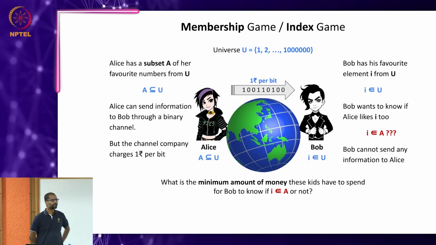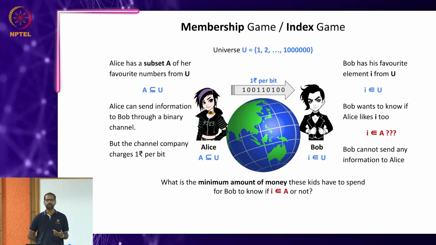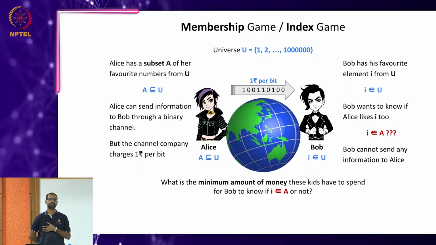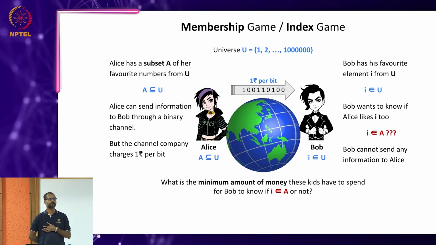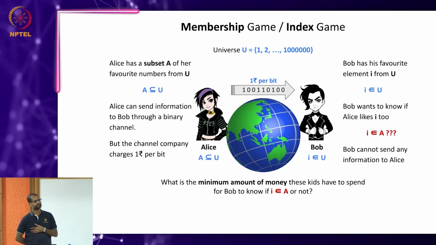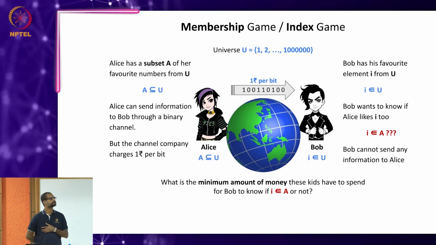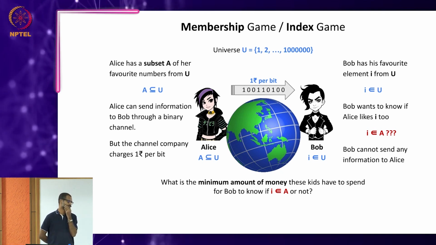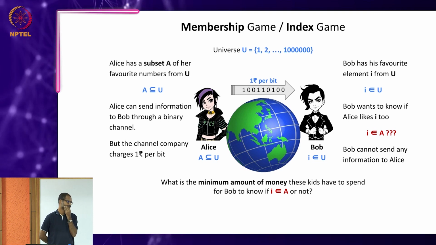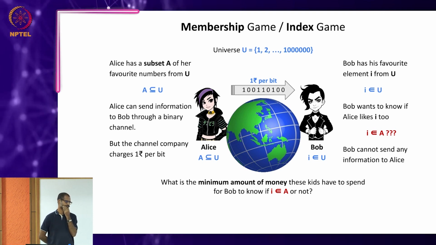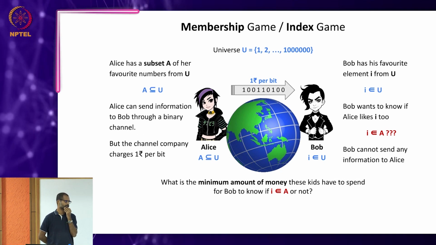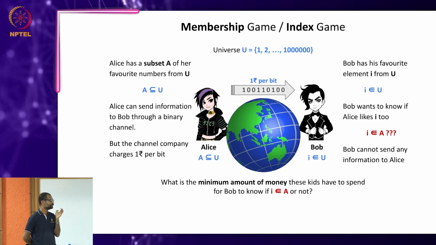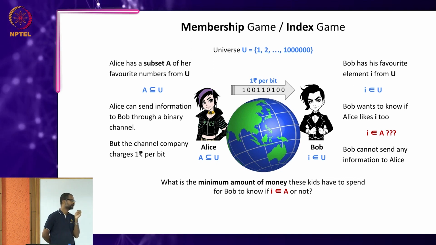Can you forget about minimizing cost and so on for now? Give me some strategy for Alice to send information to Bob so that Bob would know whether I is in A. We mark it as 1 if she doesn't have it, and if she has it, we mark it as 0. So for all the 1 million. So how many bits will you finally send? 1 million. Very good.